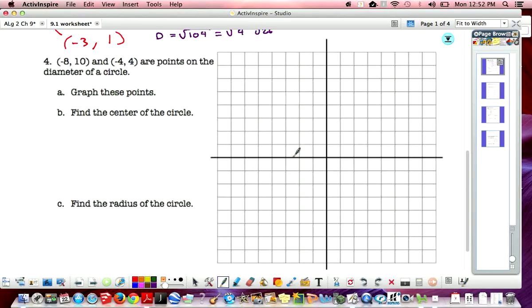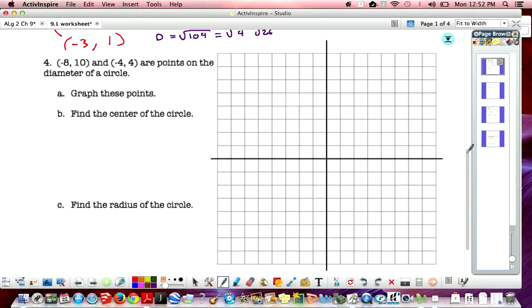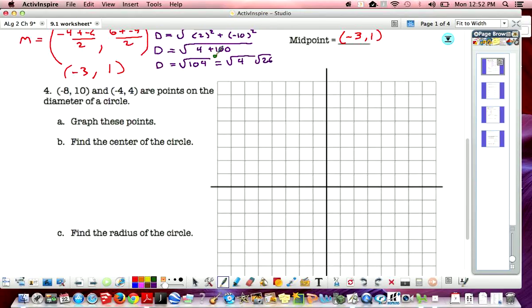So negative 8, 2, 4, 6, 8, 10, 2, 4, 6, 8. Of course, it's a little bit off the grid. It should be up about right here. Okay? And the point negative 4, 4, right here, are the endpoints or points of the diameter of a circle. So I'm going to connect those. Note that when we change these notes, they'll fit a little bit nicer.